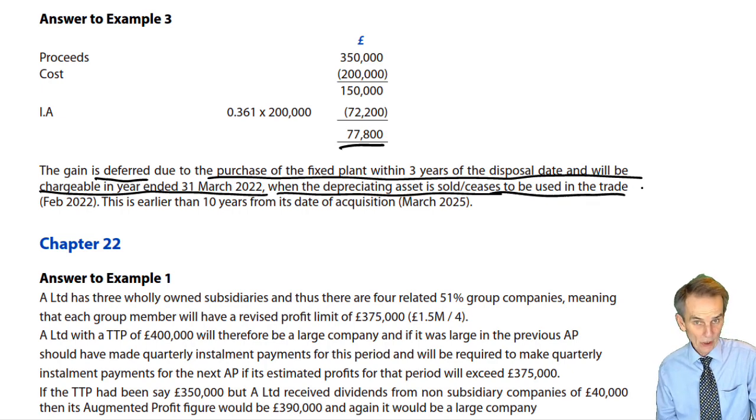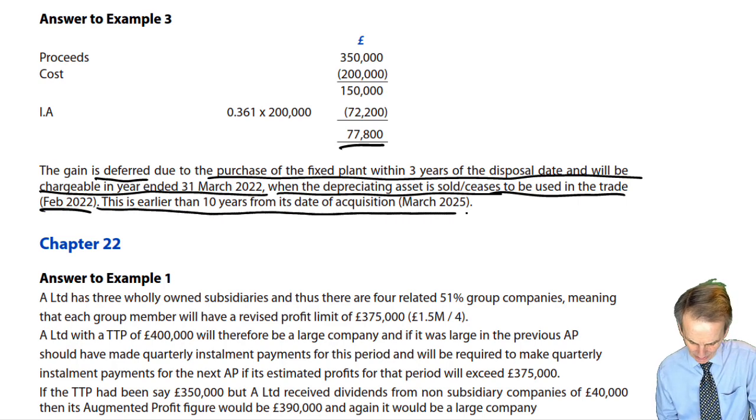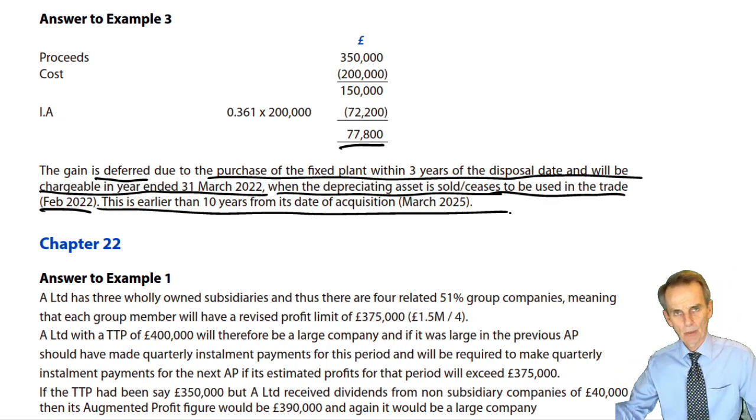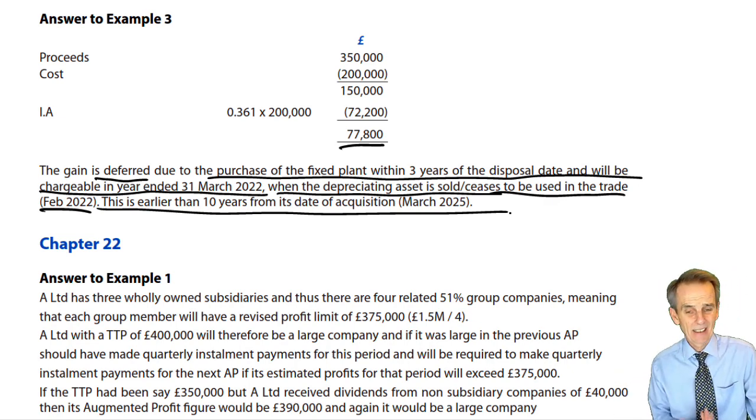Or, of course, ceases to be used in the trade, that would also be true. That occurred in February 22. As we said, that's earlier than 10 years from the date of acquisition. That was back in March 15, so to March 25. And as we said, if we hadn't sold this period and we still had it at the end of the year ended 31st of March 2025, that would be it. The gain would crystallise in that accounting period. That would feature on the corporate tax computation, and we'd then have to pay the tax on that gain.